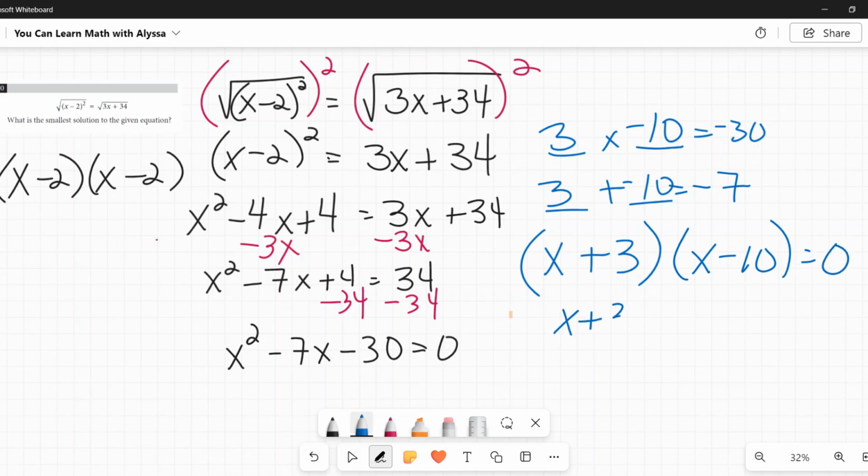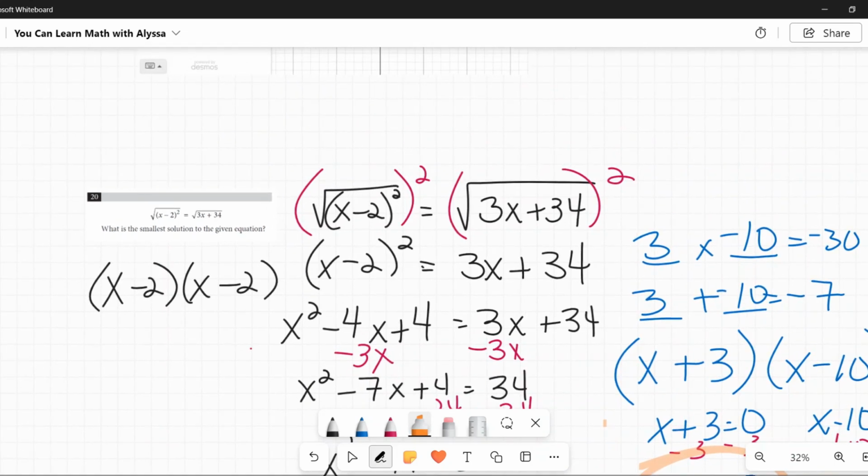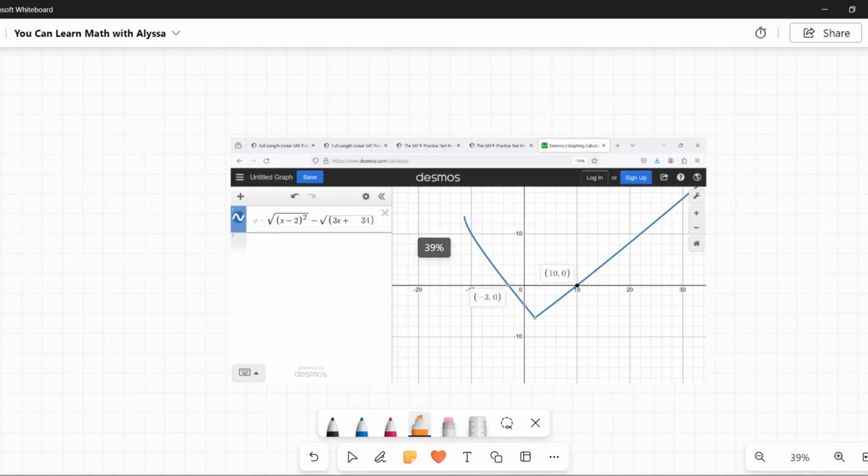When we separate each one of those, we have x plus 3 equals 0 and x minus 10 equals 0. So for x plus 3, we subtract 3 from both sides, and we get that x equals negative 3. And over here, we add 10 to both sides, and we get that x equals 10. The question is, what is the smallest solution to the given equation? That is negative 3.